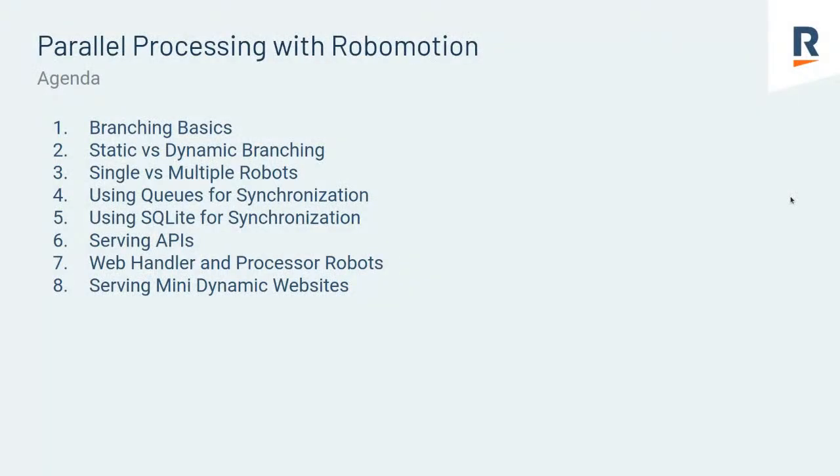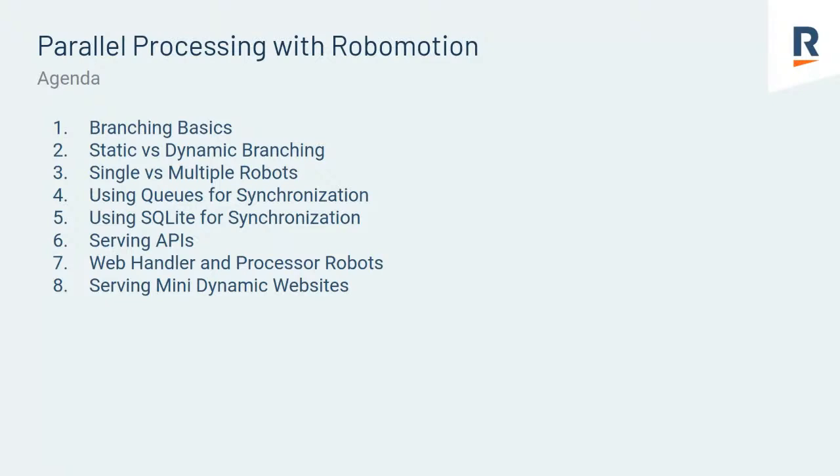So today's agenda is we will cover the basics of branching. This is similar to threads in programming languages, but we call them branches because we design a visual flow and you see the branches visually. There are two kinds of branches in Robomotion: static branches, where you design the branches by hand manually, and dynamic branches, where you can create branches on demand, given by a variable.